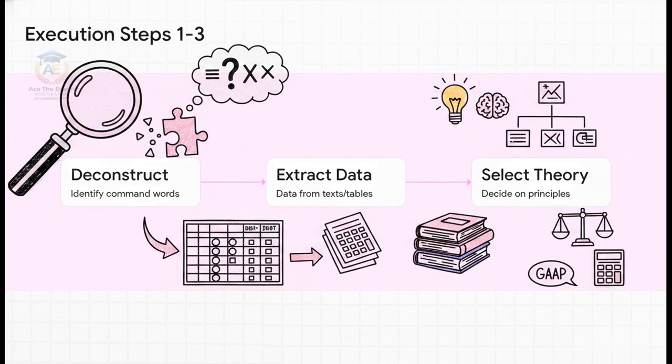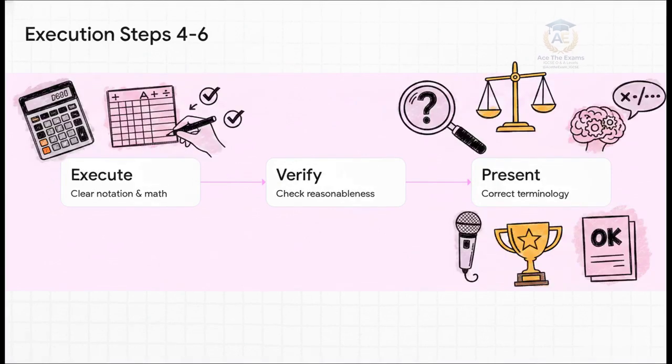I'm using the digital highlighter again. Did you catch the specific dates in the stimulus material? Did you identify the command word before you started writing? Data interpretation is absolutely critical. You have to select your analytical framework and decide which accounting principles apply before you write a single digit down. Let's move to the next phase and see how this builds.